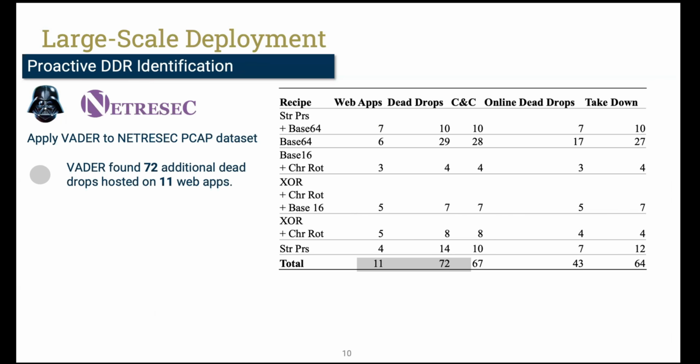Given the capability of the generated recipes, we're looking forward to applying the recipes at large scale so that we can even proactively find more DDRs beyond our malware datasets. That motivates us to apply VADER on the NetResec PCAP datasets. As we can see in this table, beyond the original web apps VADER identified, by applying the recipes generated from VADER on this PCAP dataset, VADER found 72 additional dead drops hosted on 11 web apps. And not surprisingly, base64 is the most popular choice, accounting for 40% of the attackers.